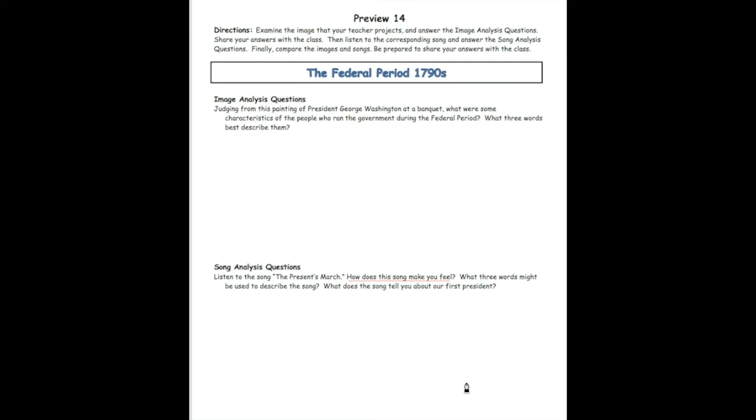Don't think too far into it. It should kind of grab you from the start. And what do you think that tells you about our first president, George Washington? So we'll go ahead and listen to the song. After that, take a few minutes to talk in your groups, and then we'll come back together for page 2.